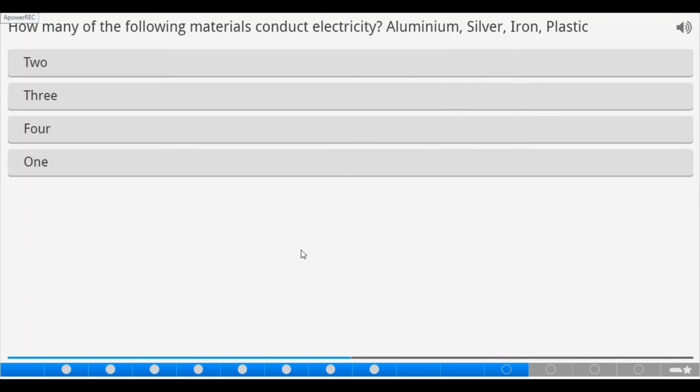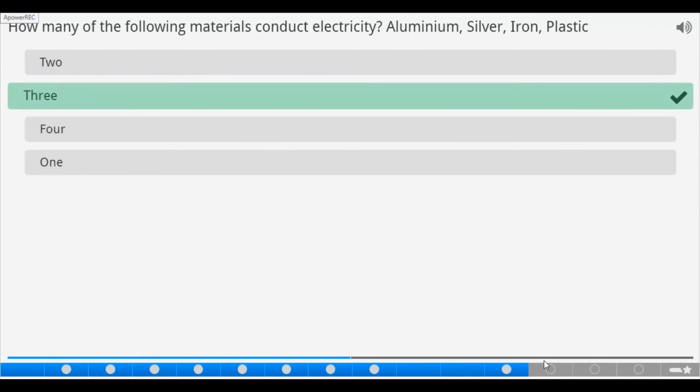Now, let's deal with this question. How many of the following materials conduct electricity? If you look at aluminium, aluminium is a metal, all right? And being a metal, it's going to conduct electricity because electrons can flow through it. The same thing with silver, the same thing with iron. But plastics are not metallic materials, they are not conductors. Rather, they are insulators. So out of these four options that we have, it is only three that can conduct electricity. Therefore, we pick three. That is it.